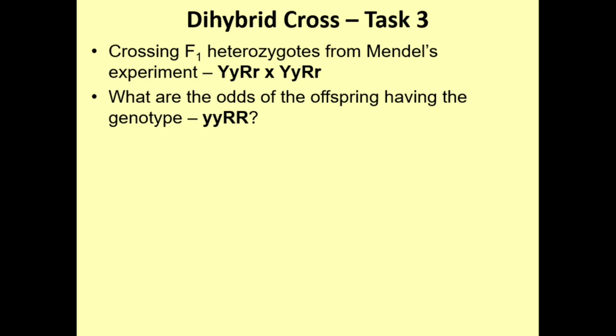Using that same principle of doing the 2 little Punnett squares, crossing Mendel's F1 heterozygotes again, yellow and round heterozygotes, what would be the odds of the offspring having the genotype little y, big R, big R? So I'll give you a few minutes to have a go at working that out, and then we'll go through the answers together in a second.